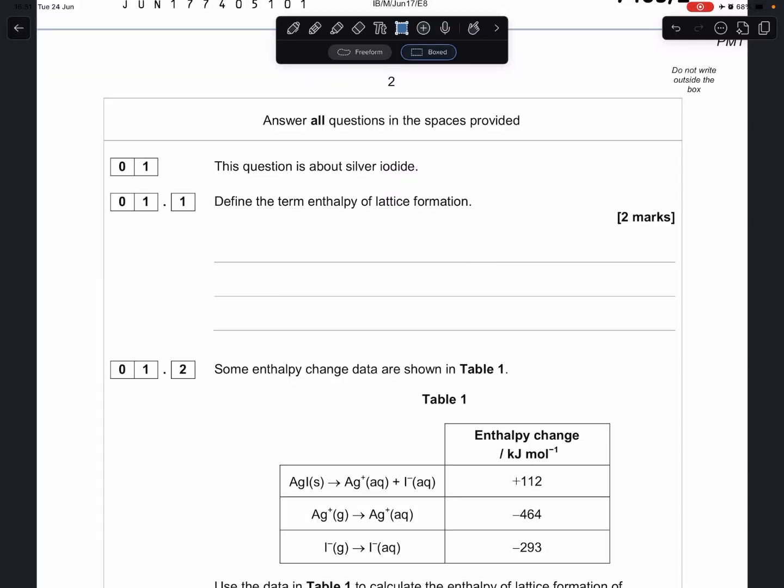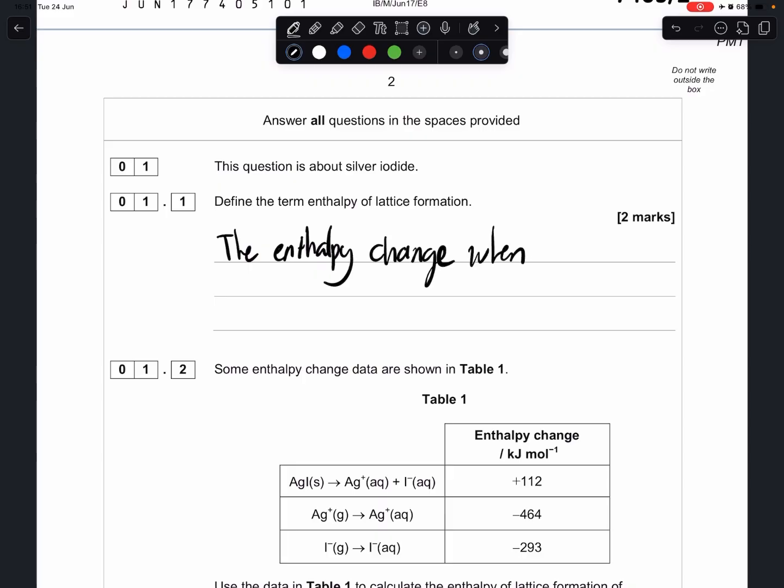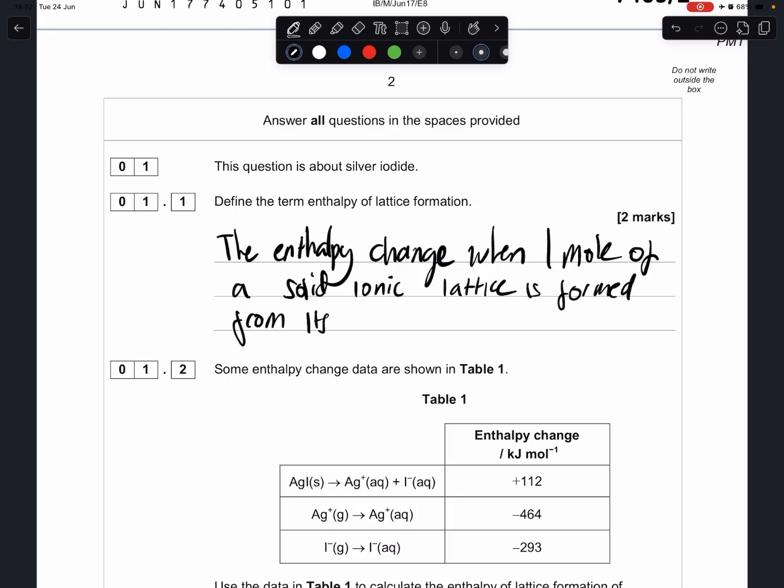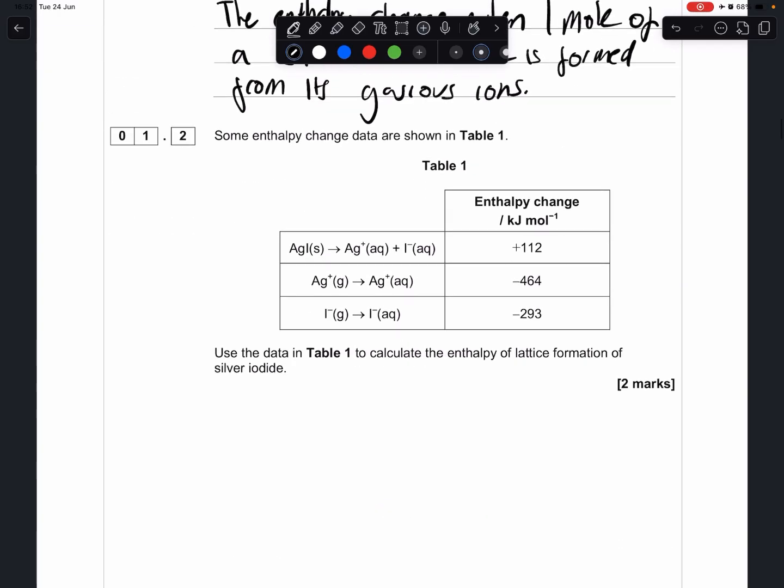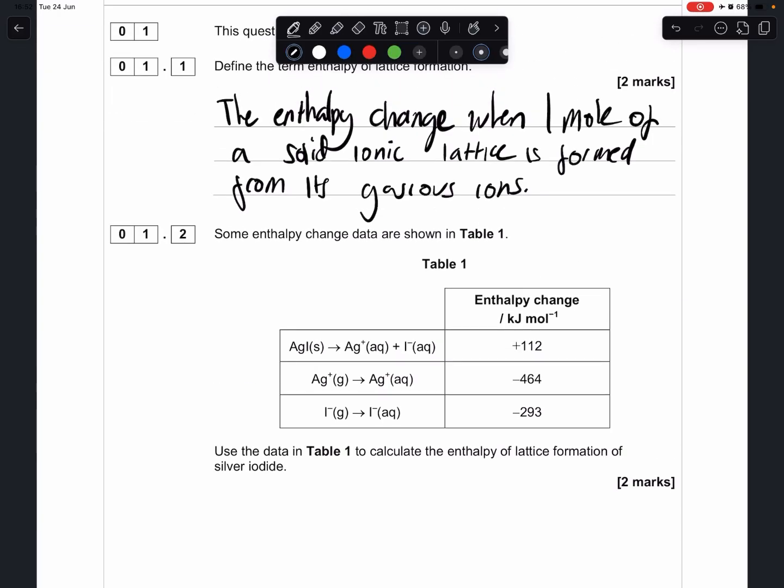For our silver iodide, define the thermal enthalpy of lattice formation. So that is going to be the enthalpy change when 1 mole of a solid ionic lattice is formed from its gaseous ions. So yeah, make sure you don't miss out gaseous there, that's important.